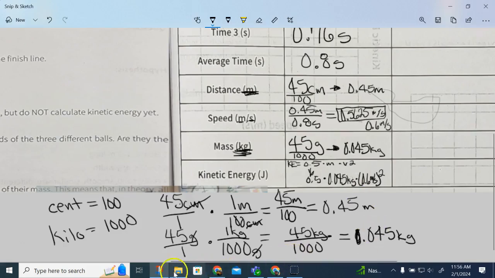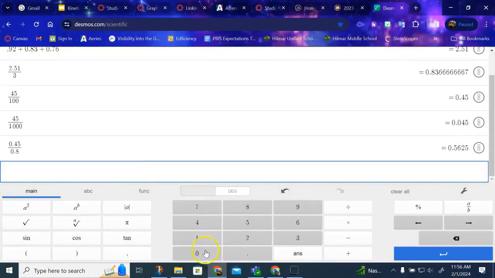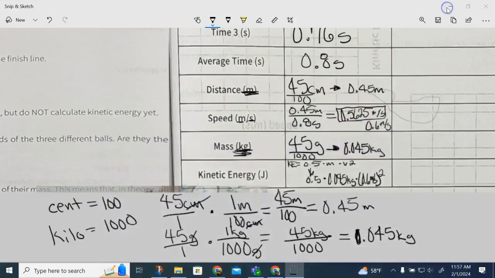Let's see if I can memorize all of that so we can put it in our calculator, because I keep having to switch screens. All right, we're going to press enter to go to the next part. So 0.5 times our mass, which is 0.045, times our velocity, which is 0.6 squared. That is exactly what we wrote down. Let's just double check, and yeah, that's the one.